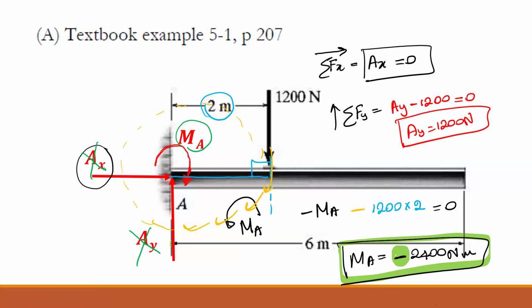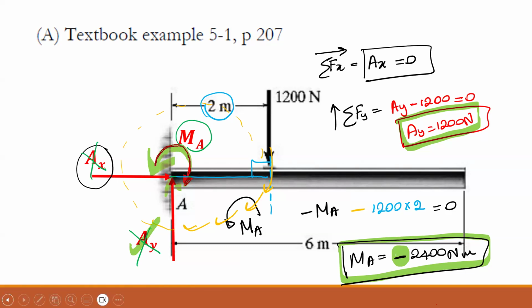So we didn't know the exact direction. AY also is positive, so this arrow should be in the positive direction. This is right. But MA should be in the opposite direction. It should be going like this. And AX is 0.